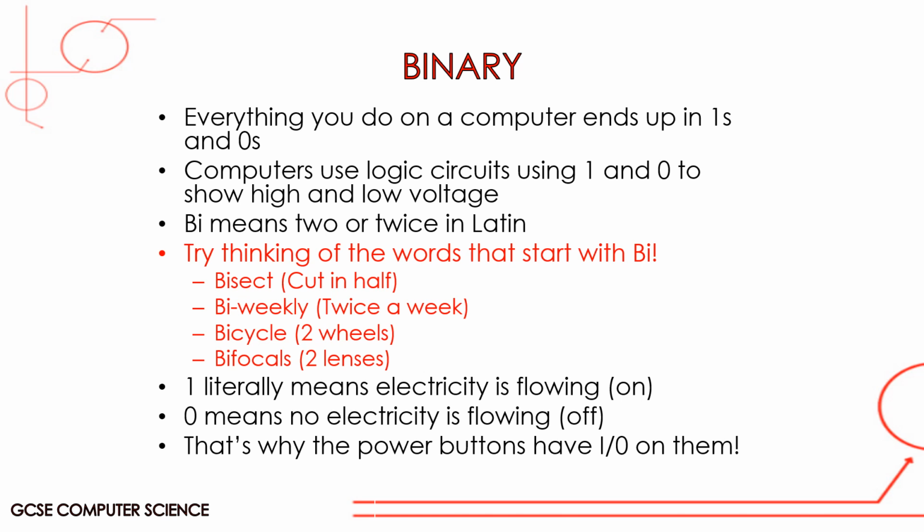Everything we do on a computer ends up in ones and zeros. Computers use logic circuits using 1 and 0 to show high and low voltage. Bi means 2 or twice in Latin. So if you think of all of the words that start with bi, bisect, biweekly, bicycle, bifocals, everything's to do with 2. 1 means electricity is flowing, which is on, and 0 means no electricity is flowing, which is off. That's why power buttons have 1 or 0 written on them.